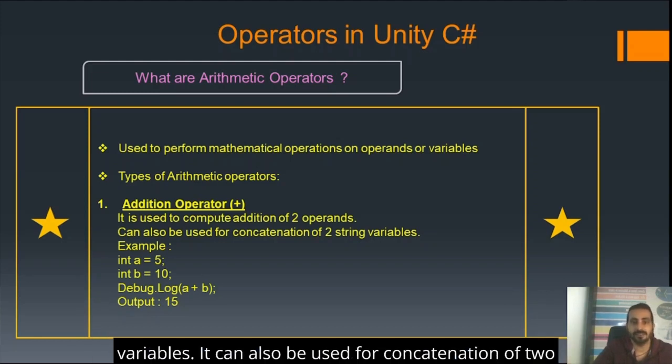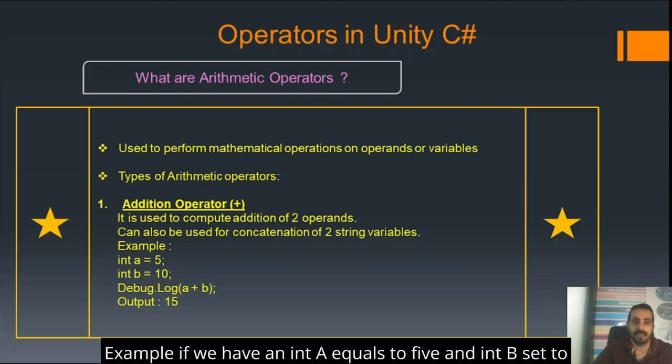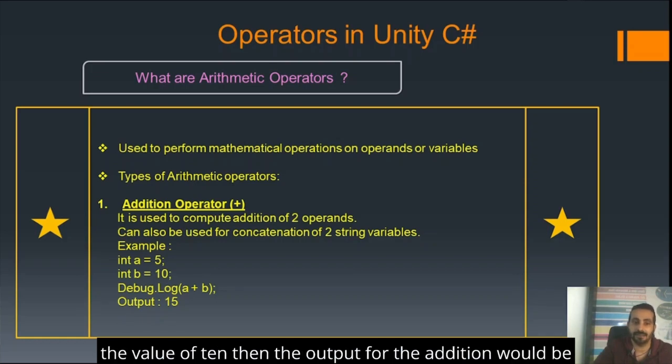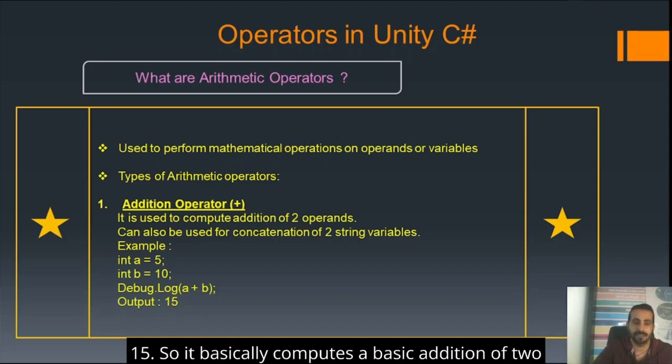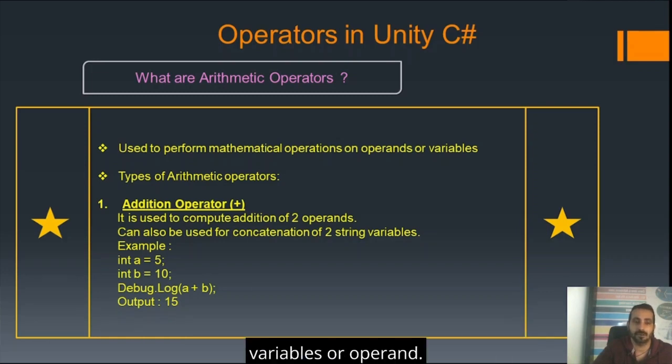It can also be used for concatenation of two string variables. For example, if we have int a equals 5 and int b set to the value of 10, then the output for the addition would be 15. So it basically computes a basic addition of two variables or operands.